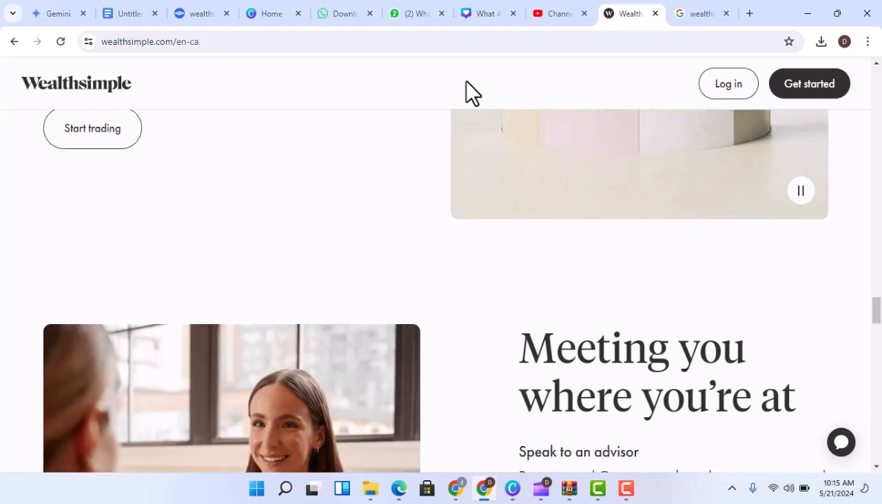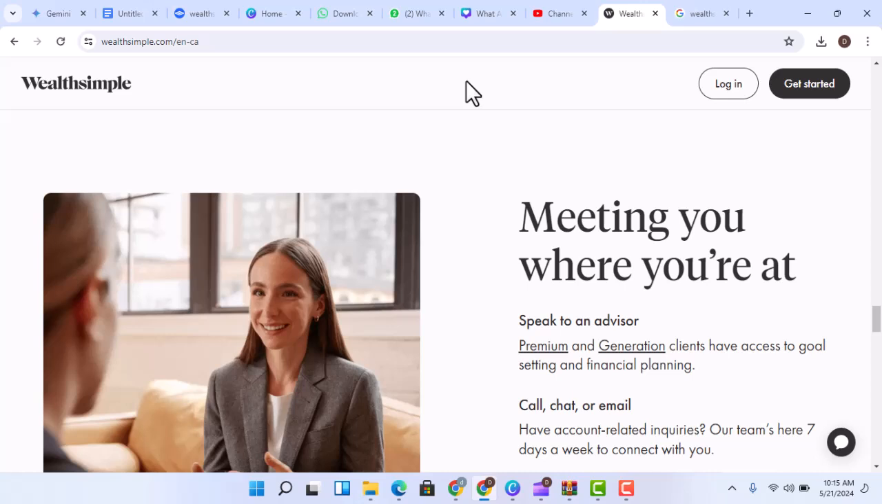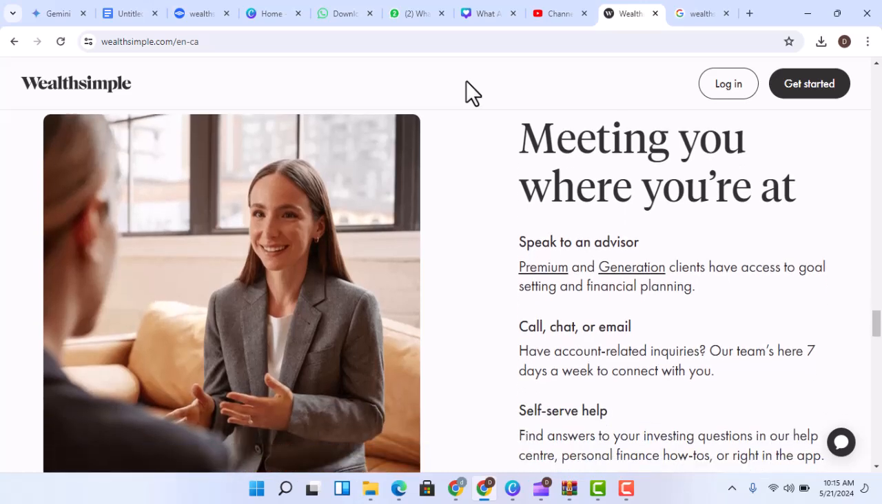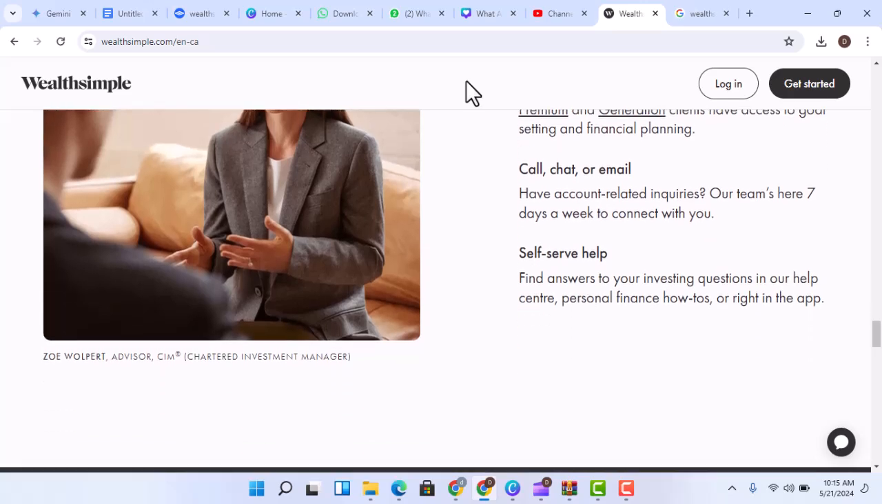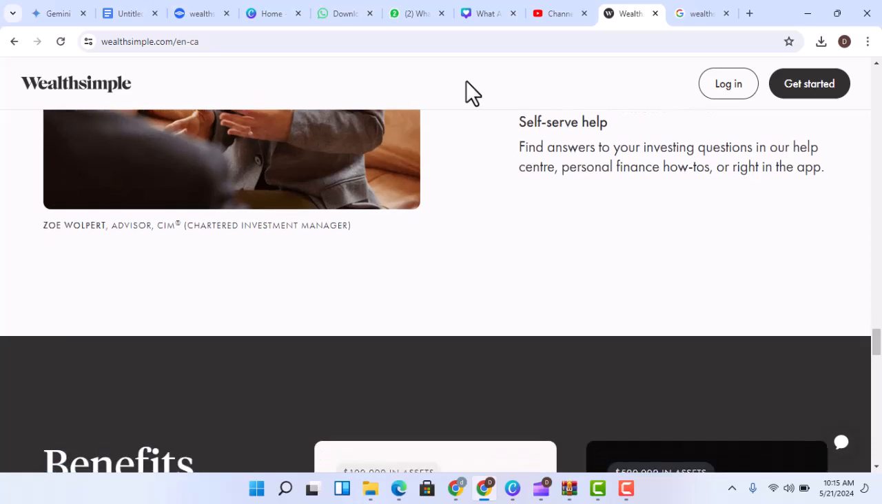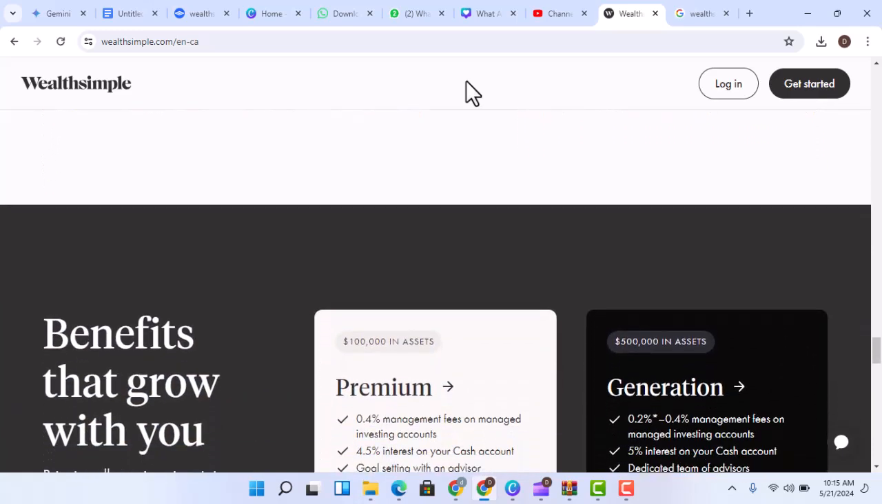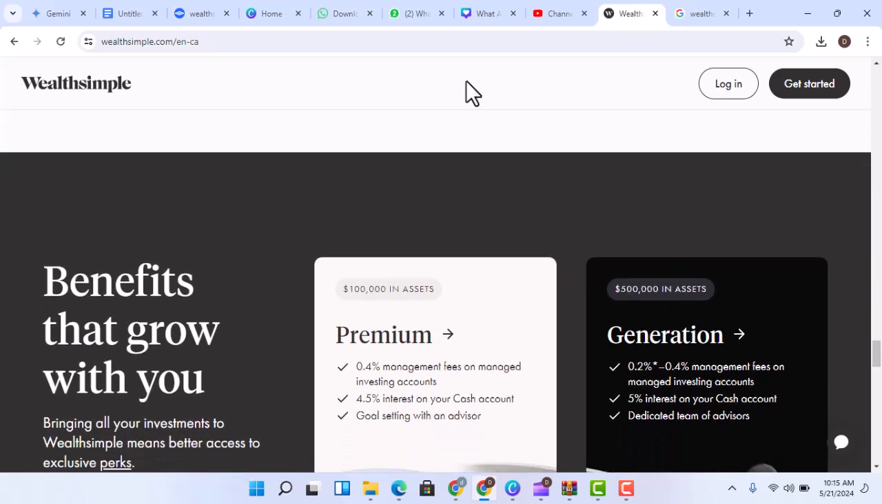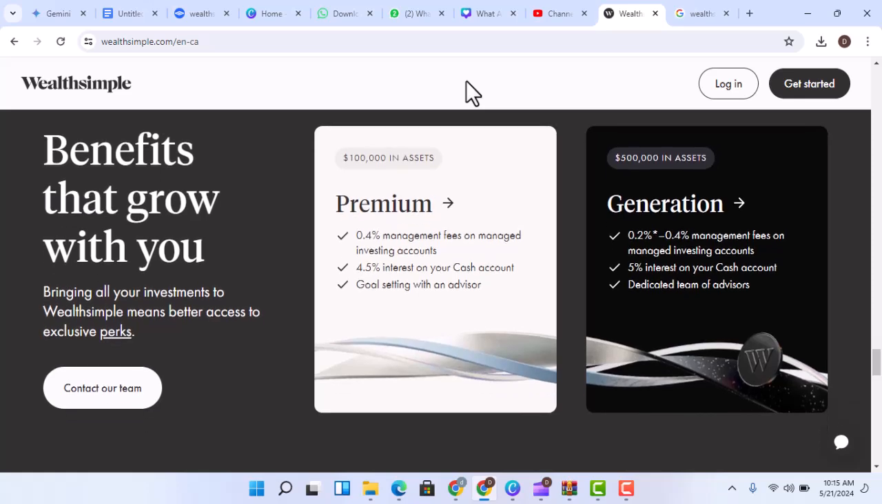User experience and design. One of the reasons Wealthsimple has become so popular is its intuitive and user-friendly interface. This is likely achieved through design principles. Wealthsimple follows modern design principles to create a visually appealing and easy-to-navigate platform. User testing: they likely conduct user testing to gather feedback and make improvements to the user experience.